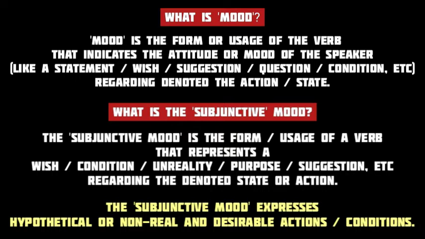And the subjunctive mood is the form or usage of a verb that represents a wish or imagination or unreality or a prayer or suggestion, etc., regarding the verb's action or state. Obviously, we understand that the subjunctive mood expresses hypothetical or non-real actions or conditions. The subjunctive mood also indicates desirable but yet to be carried out actions or conditions.